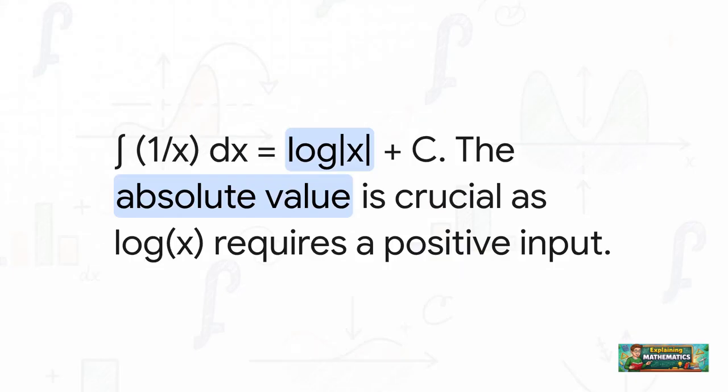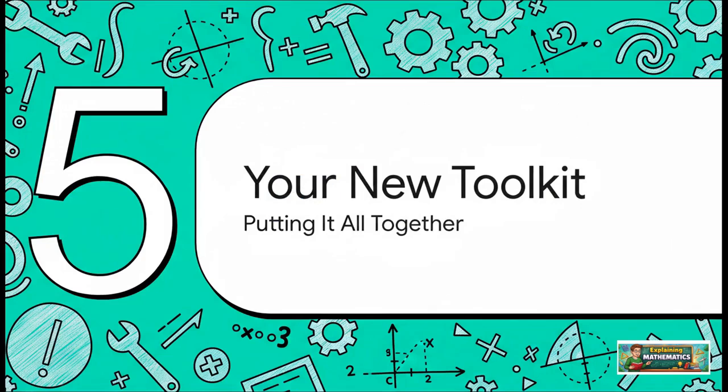The integral of 1 over x is the natural log of the absolute value of x plus c. And that absolute value is important because you can only take the log of positive numbers, but the original function, 1 over x, works just fine for negative numbers too. Awesome. We've collected all of our basic tools.